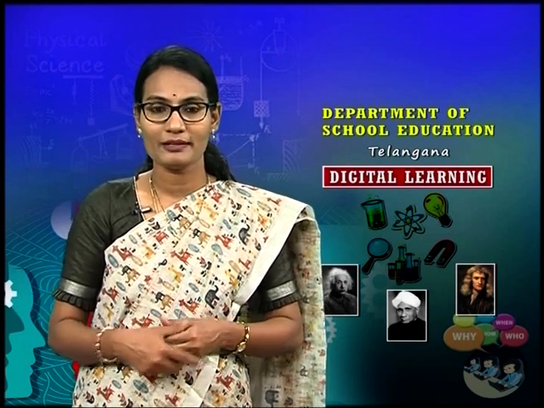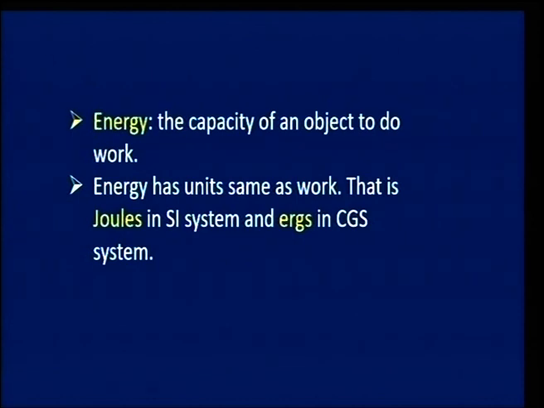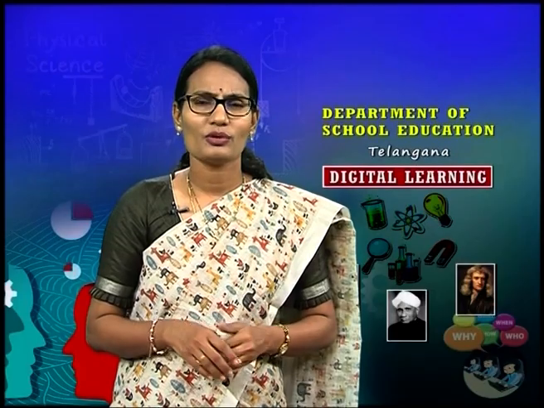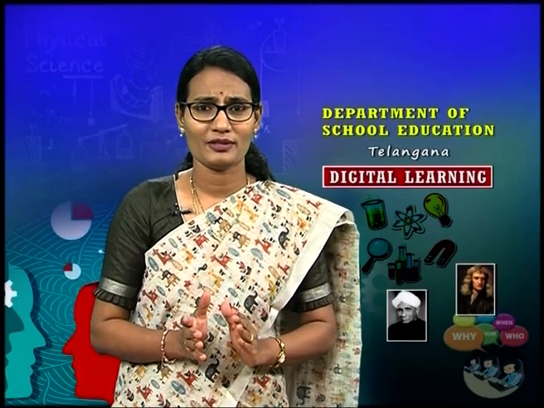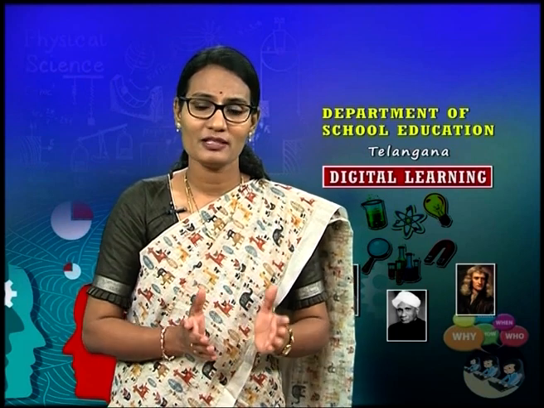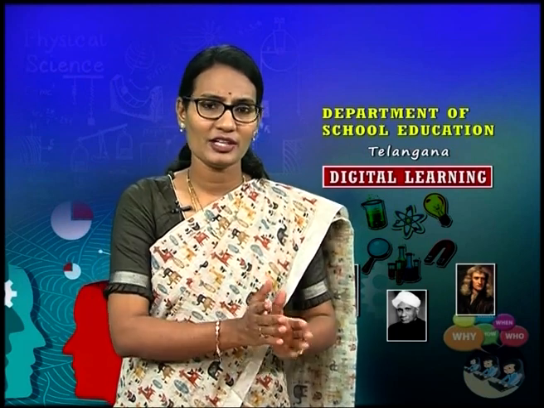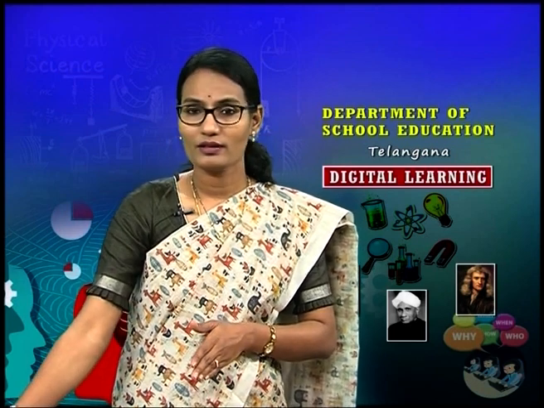In this case, children, the capacity of an object to do work is energy. Energy has the same units as work, that is joules in the SI system and ergs in the CGS system. So the units for energy and work done are both the same, which means work done is nothing but energy, and energy is nothing but work done. Okay, children?